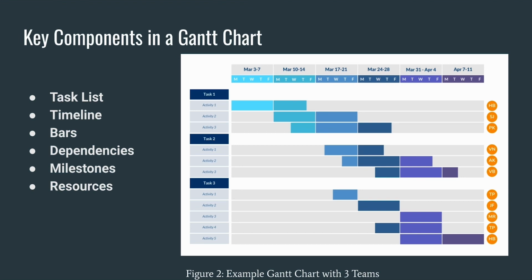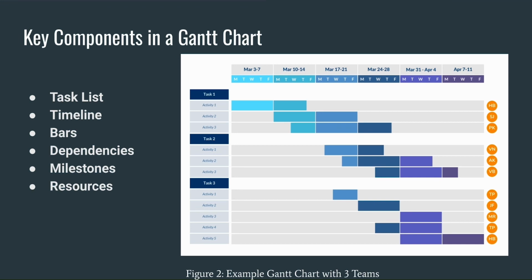Milestones are significant points or achievements within the project timeline. Resource allocation is another vital component, representing the assignment of resources like personnel, equipment, or materials to the specific task. This aspect ensures that resources are effectively utilized throughout the project lifecycle.